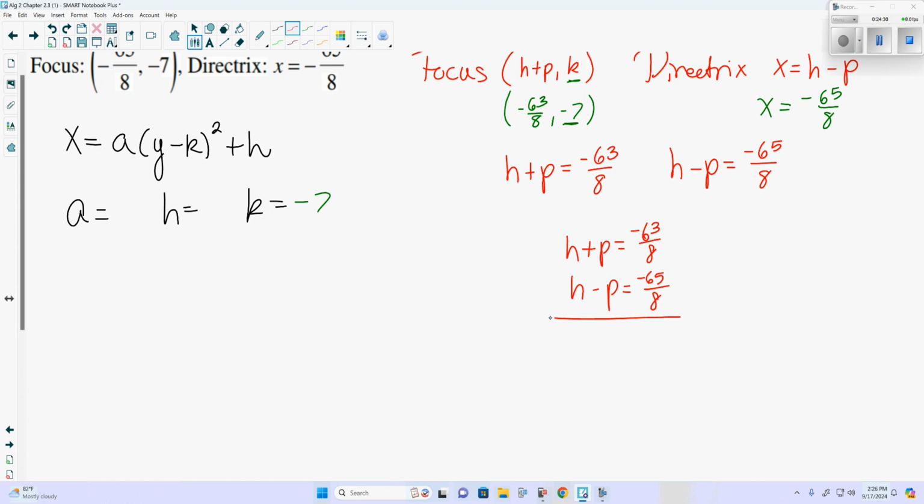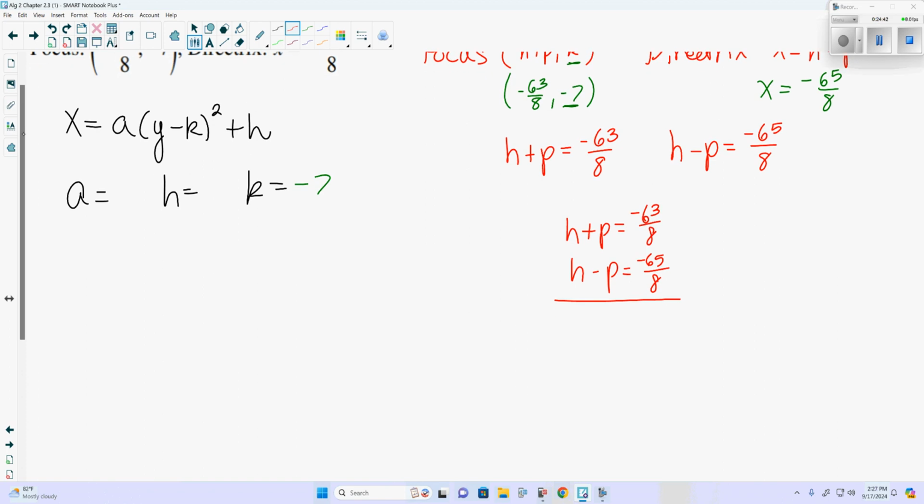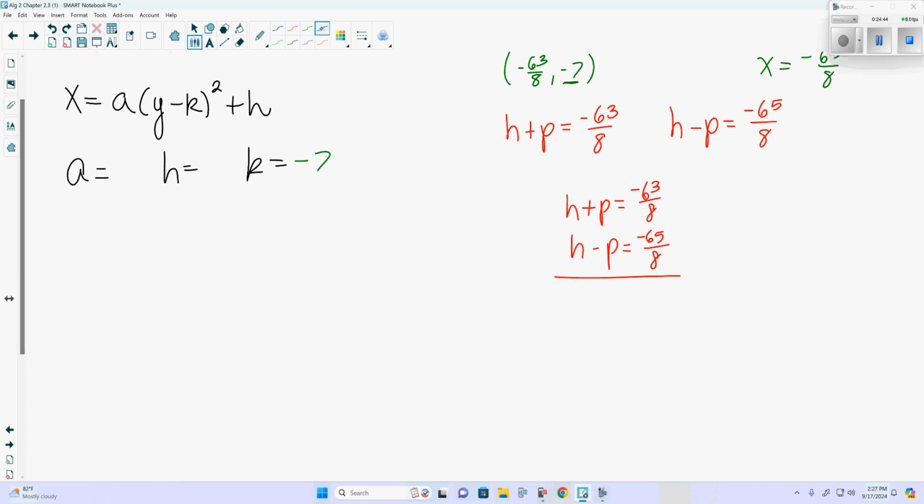Let's say I decided on a minus. Well, the p's wouldn't eliminate. What's h minus h? So does it matter what we do? No, we just need to pick one. Y'all want to add or subtract? We can add these together, because if we add, we eliminate p. If we subtract, we eliminate h. It's just figuring out which one we're going to find first.